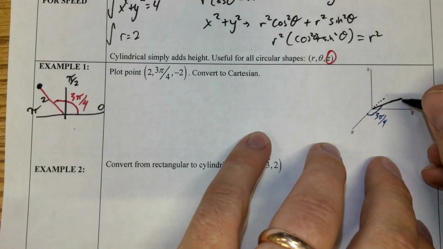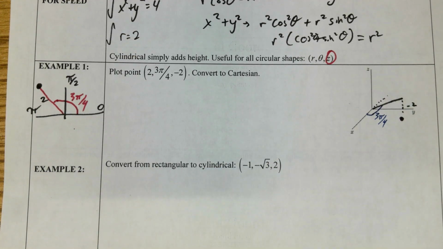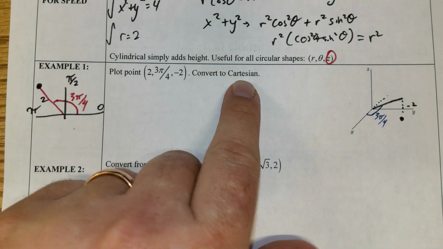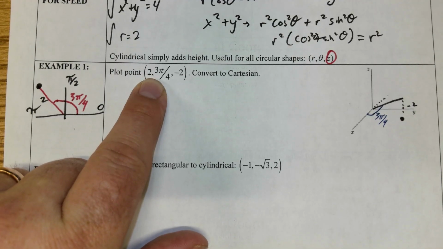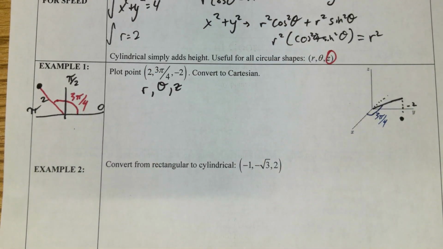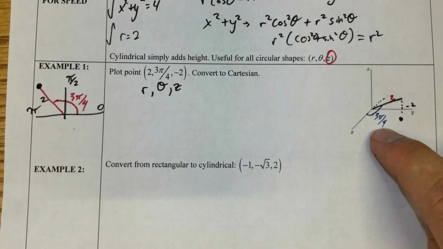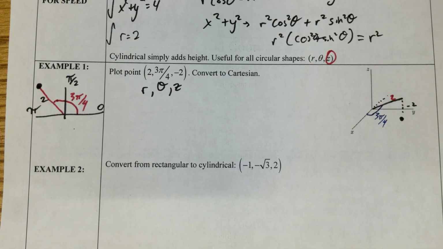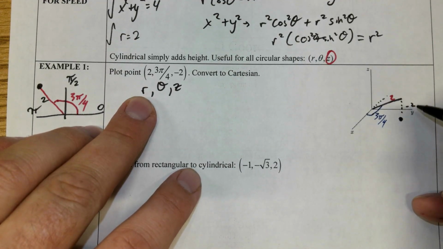And then I'm going to drop this thing down 2. Again, it says convert to Cartesian. That means I'm starting here in cylindrical, and that's why I had my r, theta, and z. My r is this length here of 2. My z is this height here of negative 2, and this is my horizontal opening of 3 pi over 4. Let's keep on keeping on.